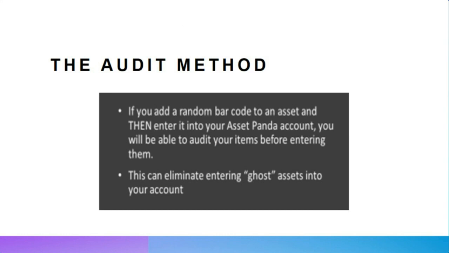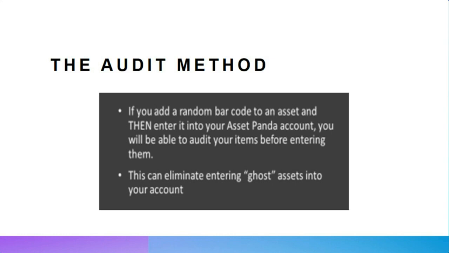Okay, on to the next slide here, and we're going to talk about methods of doing this. So what we call the audit method. If you add a random barcode to an asset and then enter it into your Asset Panda account, you'll be able to audit your items before entering them.